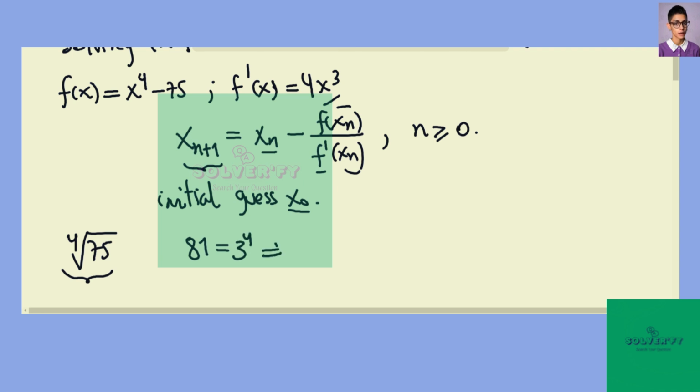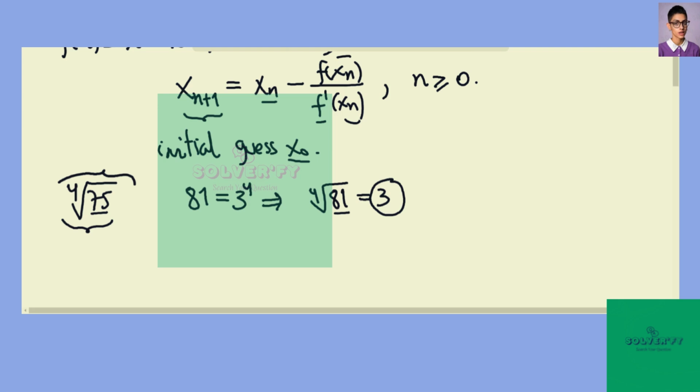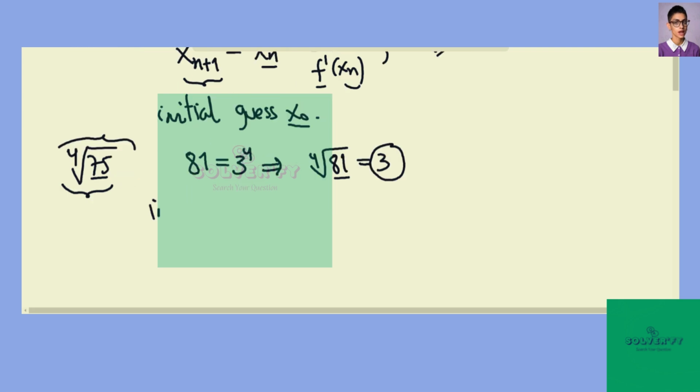That is, the fourth root of 81 is 3. And 81 is not far from 75, it's 6 units away. It means that if we start with this value, we should be close to the fourth root of 75. So a good initial guess for our problem is 3.